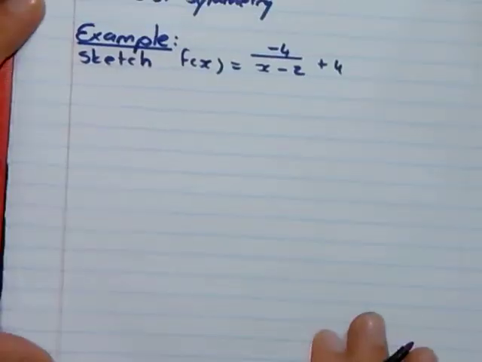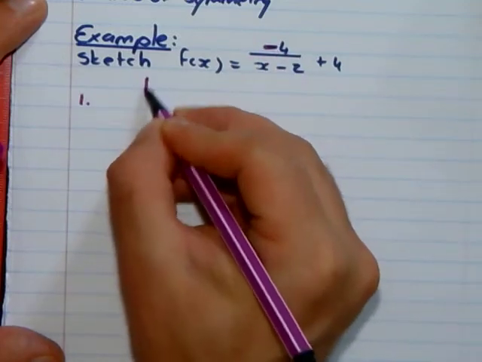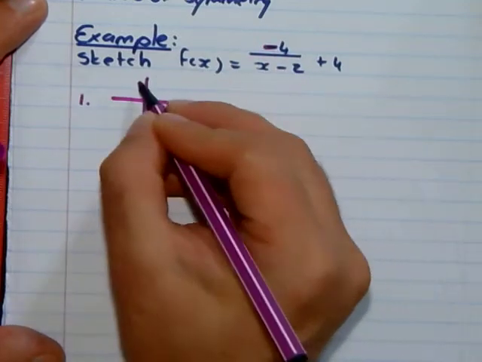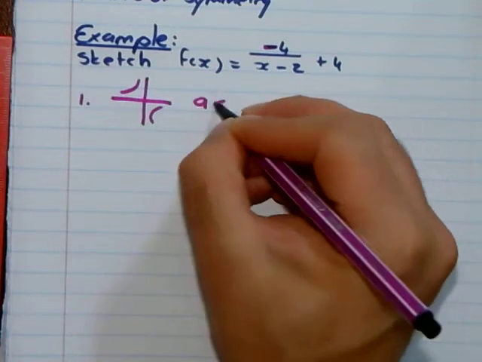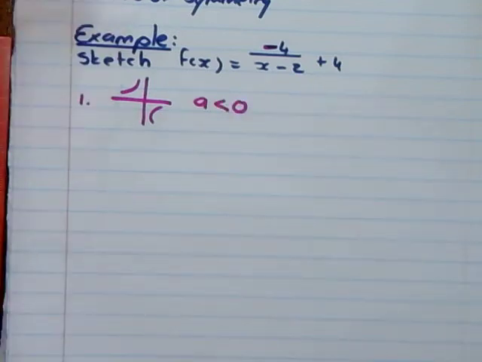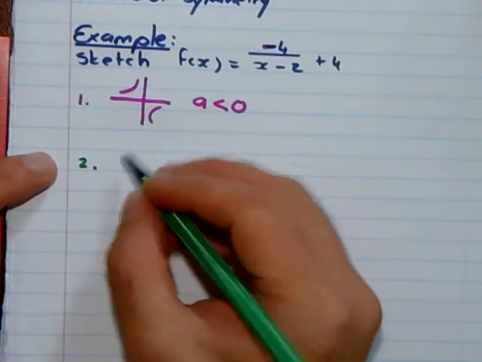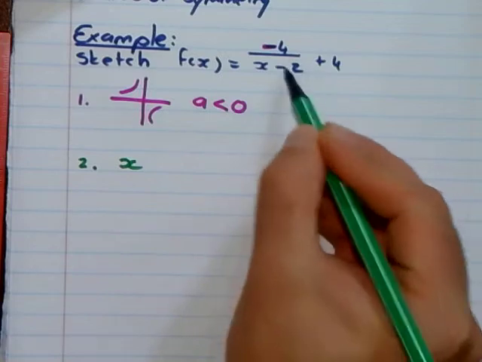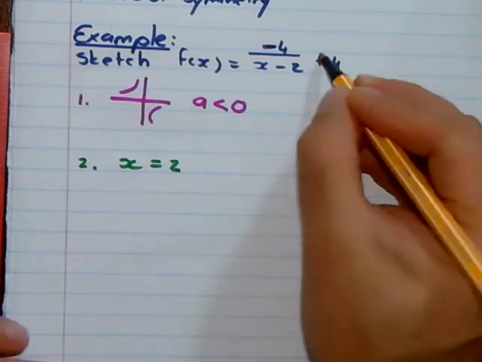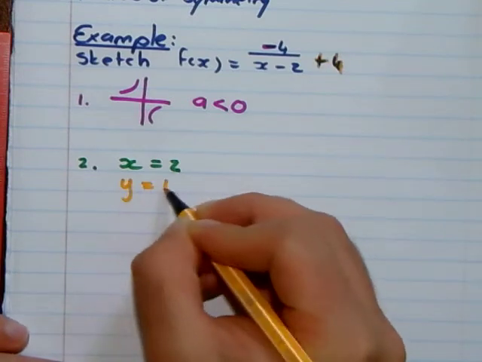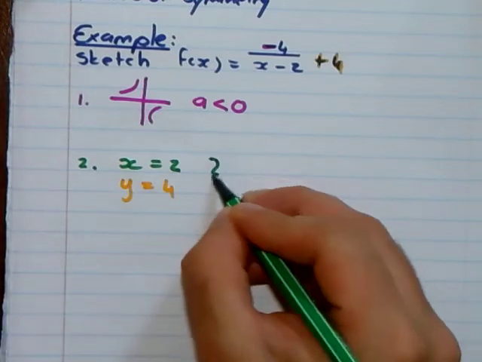My first step is to identify the shape of my graph. It's a negative graph, so it's going to be in quadrant 2 and 4, because a is smaller than 0. Then I look at my asymptotes. The vertical one is where x is equal to negative 2, to the other side, equals positive 2, not negative 2, and my y will be 4 for my other asymptote. So this is my asymptote.